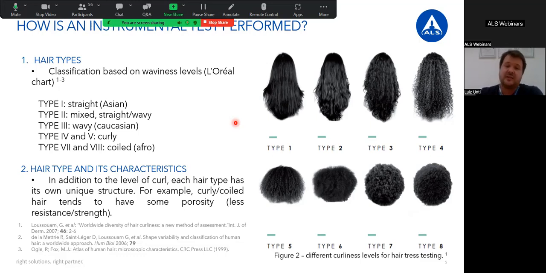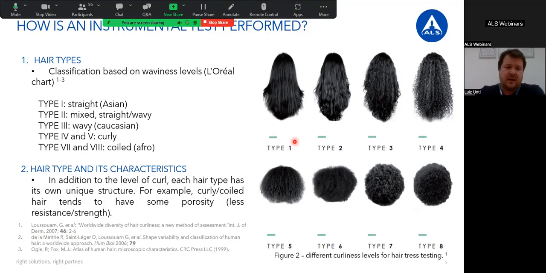So here at the dermatology lab at the ALS, we use this classification based on waviness levels. You may know it as the L'Oreal chart, but we use it because it has some scientific papers talking about how we could differentiate hair types and how they are different between each other.